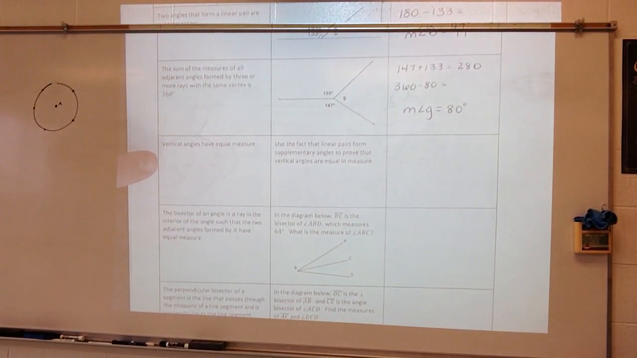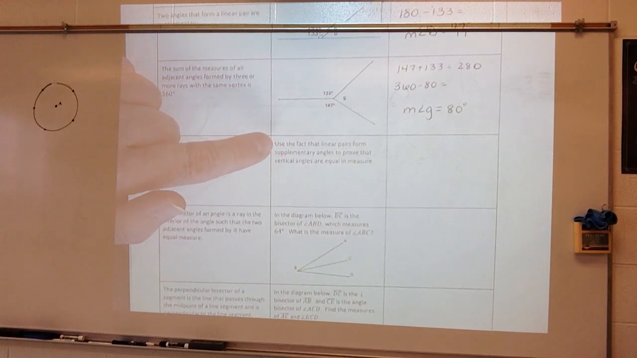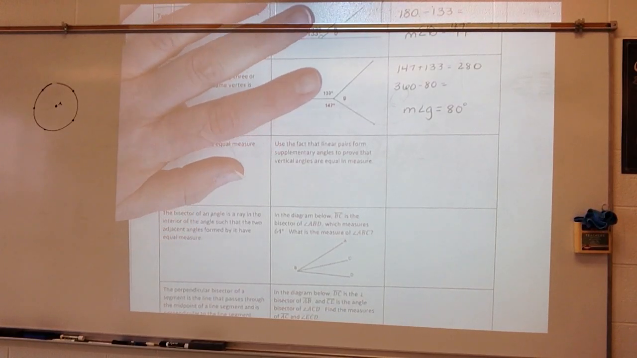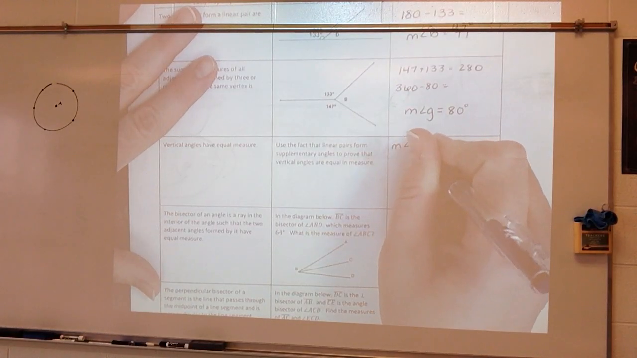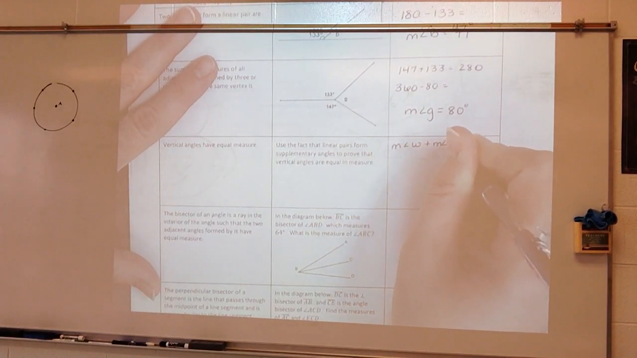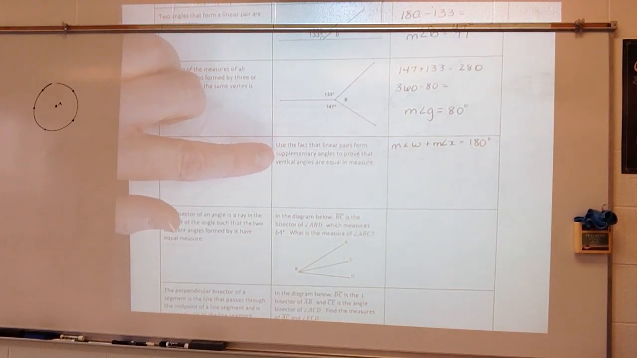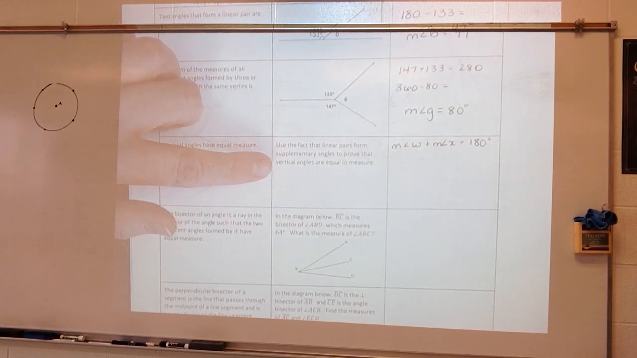Vertical angles have equal measure. Use the fact that linear pairs form supplementary angles to prove that vertical angles are equal in measure. So let's just think about this. It kind of wants us to do a little bit of a proof. So I need to come up with two angles. We'll just use the measure of angle W plus the measure of angle X is 180 degrees. That's my linear pair, and they are supplementary. And it says prove that vertical angles are equal in measure.